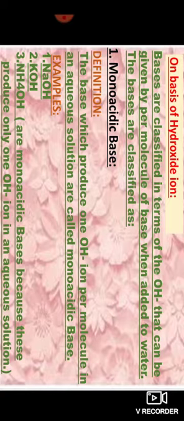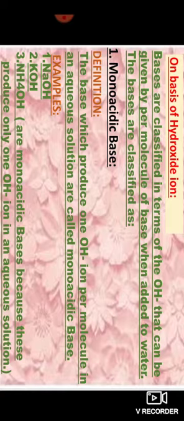Why called monoacidic base? Due to this reason, because they give one hydroxide ion. So the one hydroxide ion can neutralize one hydrogen ion of an acid. So mono means single and acidic is taken from the term acid. Monoacidic base means which can neutralize one hydrogen ion of an acid.